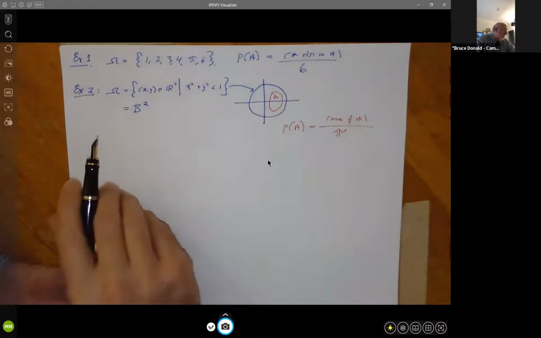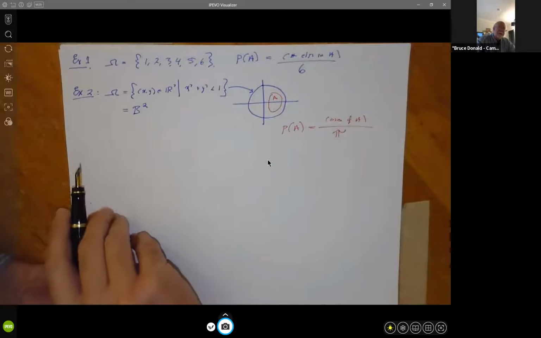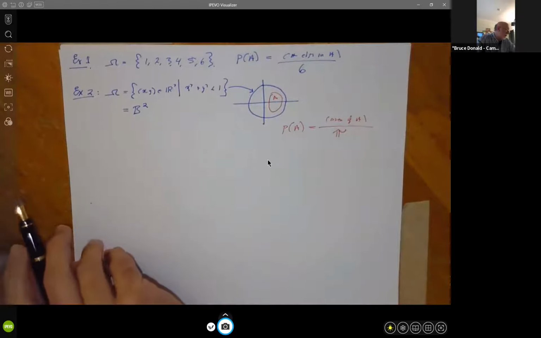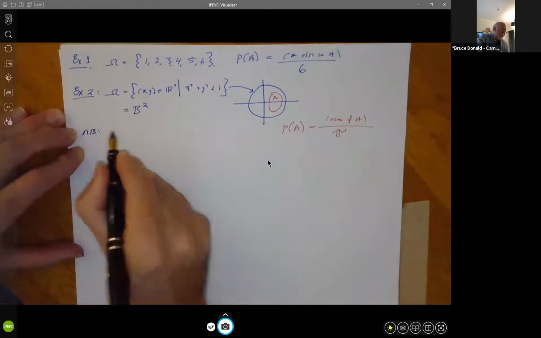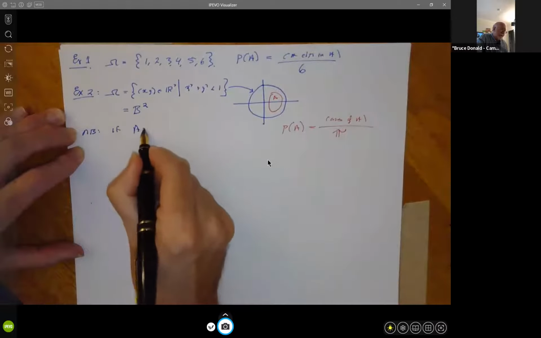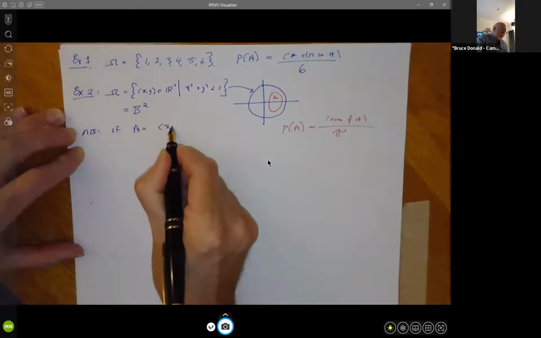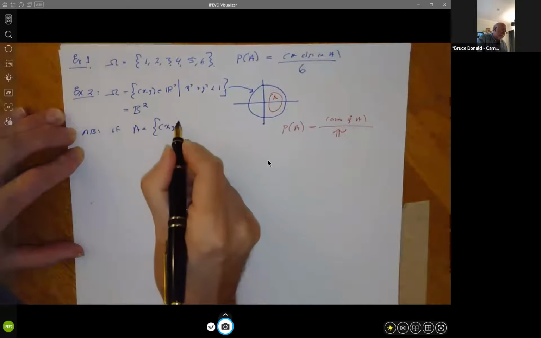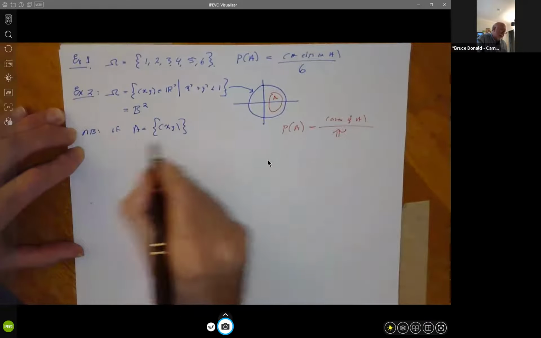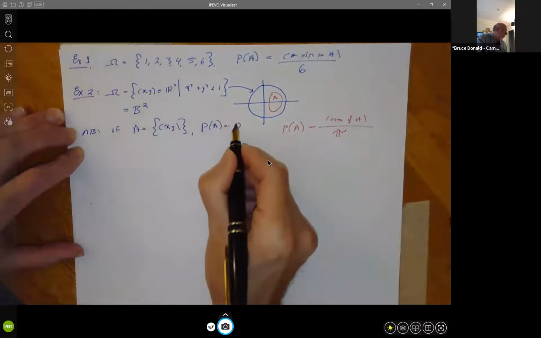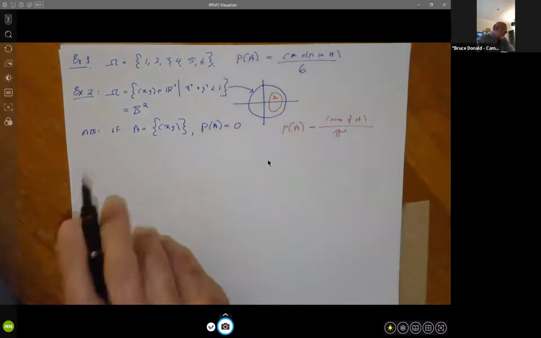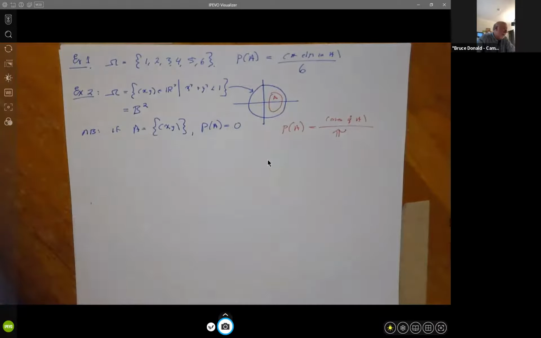Now, it's important to note that in the case where A was not such a nicely defined set, but was actually a singleton, by which I mean if A is equal to the single point (x, y), and we'll make that a set, then the probability of that event is 0. And this means that we really can't attach a probability to outcomes. We can only attach them to events, which are the subsets of outcomes.